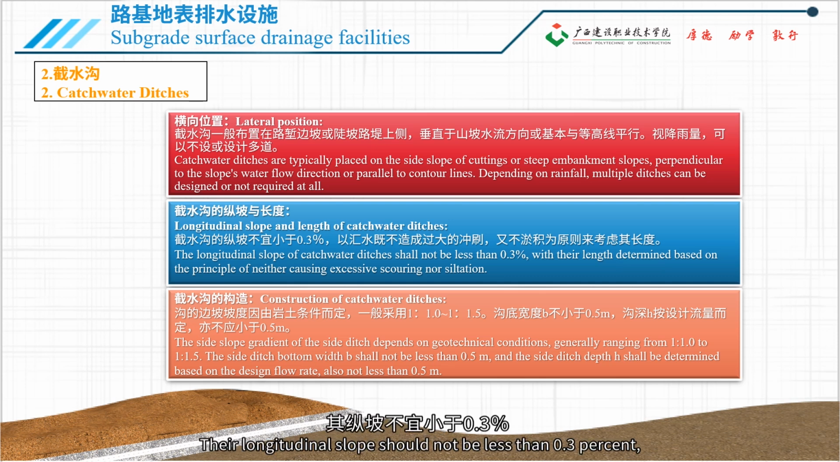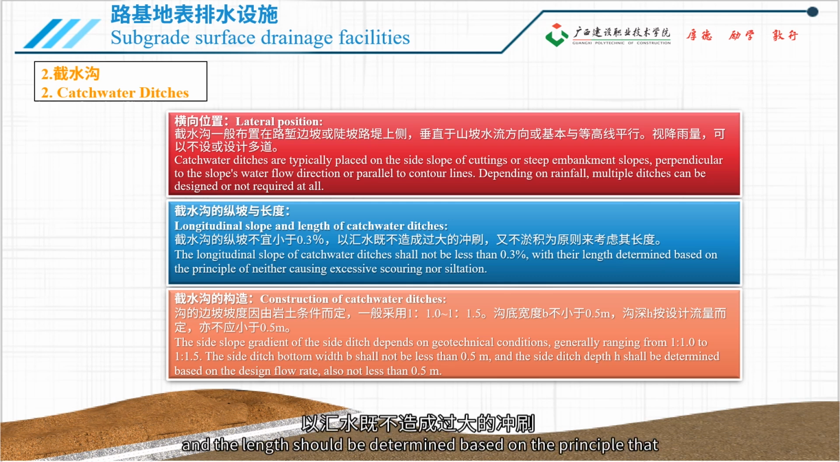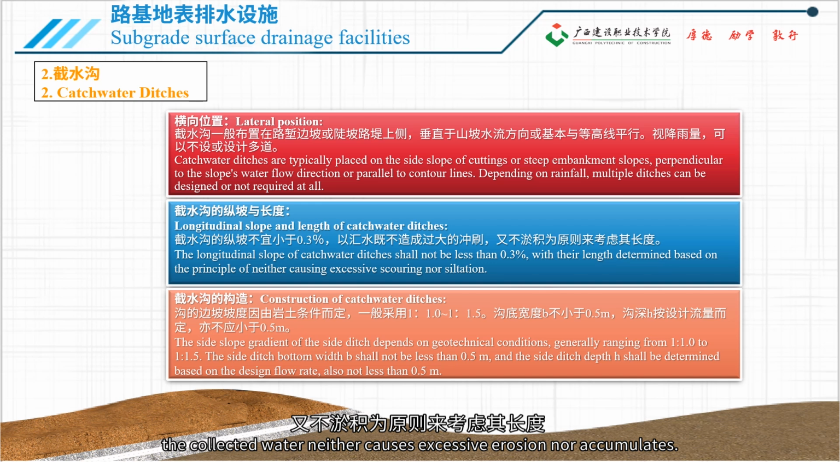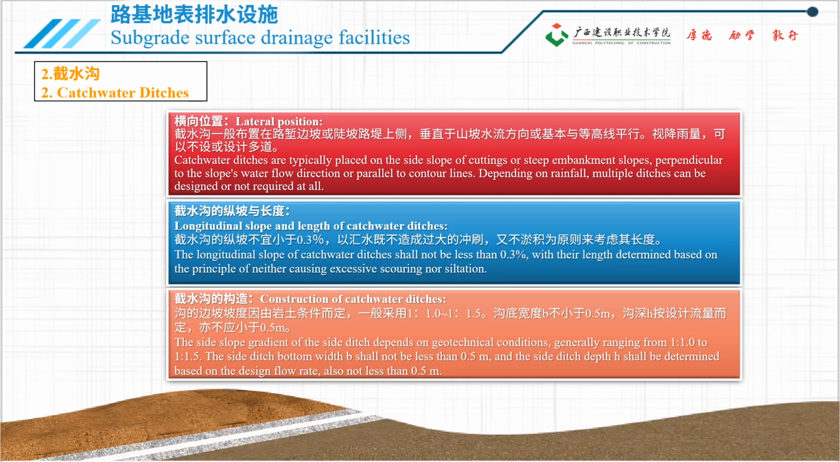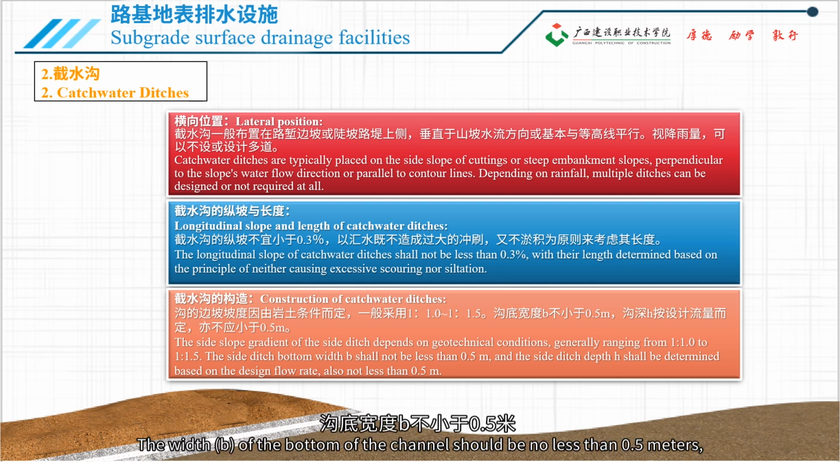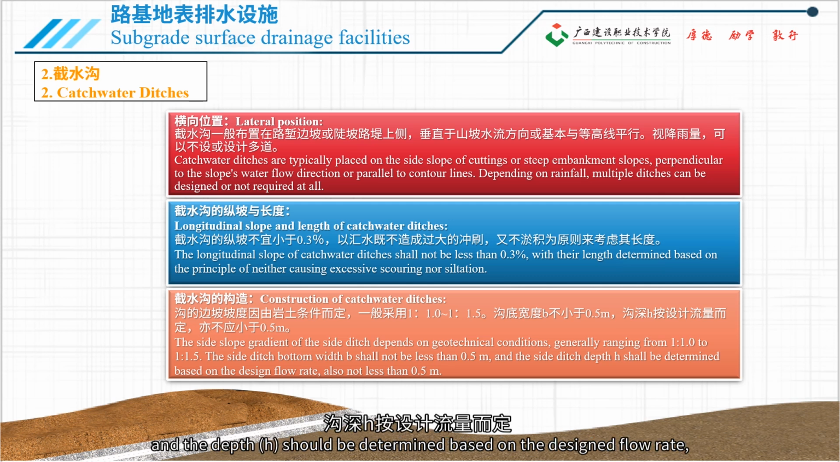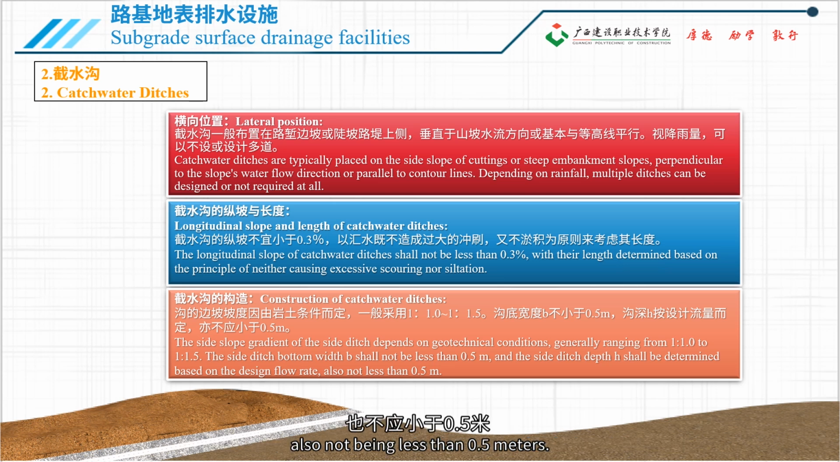Their longitudinal slope should not be less than 0.3%, and the length should be determined based on the principle that the collected water neither causes excessive erosion nor accumulates. The gradients of both sides of the channel depend on the geotechnical conditions, generally between 1:1 to 1:1.5. The width B of the bottom of the channel should be no less than 0.5 meters, and the depth H should be determined based on the designed flow rate, also not being less than 0.5 meters.